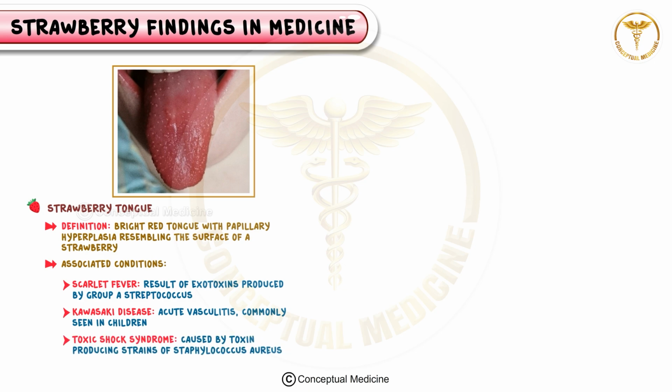Finally, toxic shock syndrome, caused by toxin-producing strains of Staphylococcus aureus, presents with high fever, hypotension, multi-organ failure, and strawberry tongue as a clinical clue.